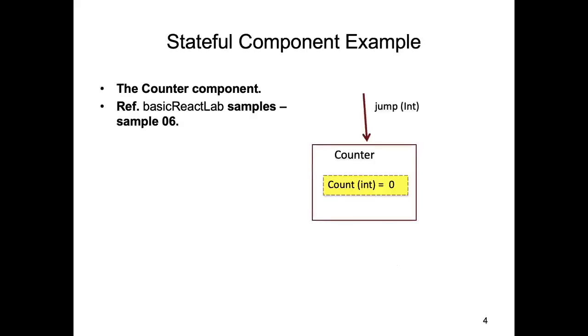Right, the kind of 101 example is what I'm going to look at here. On the right, I'm giving you a graphical representation of this very trivial component that I'm calling the counter component. The message I'm trying to get across is that this component has internally a state variable, which I've called count. It's going to be an integer variable, initialized to 0. The component also expects a prop, which I've called jump, which is going to be an integer as well.